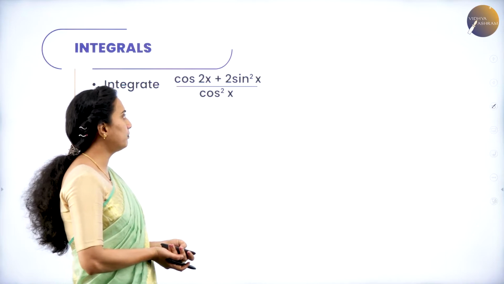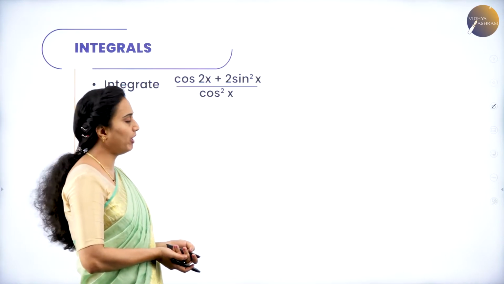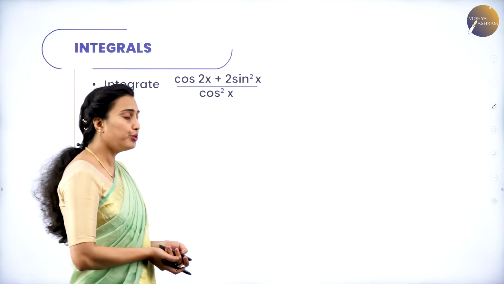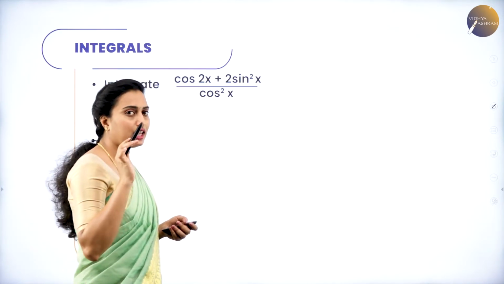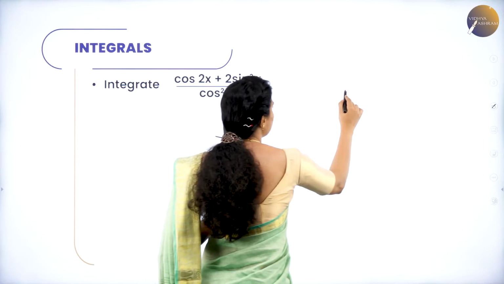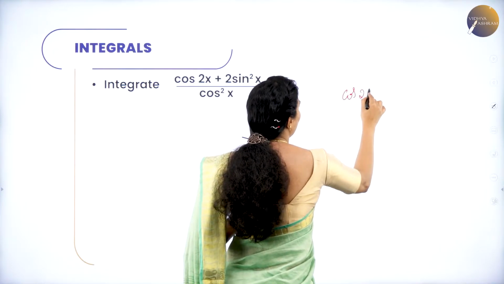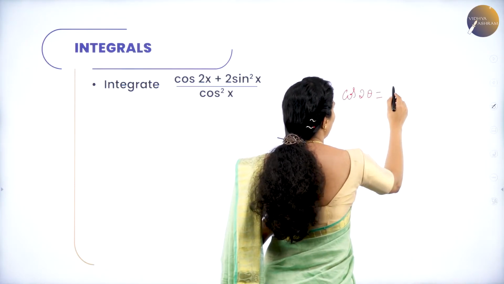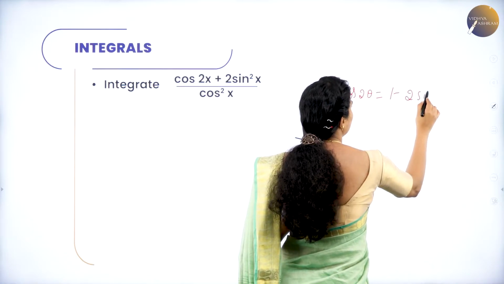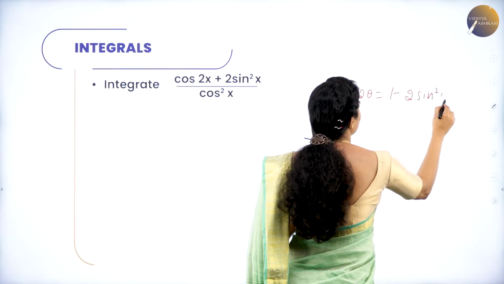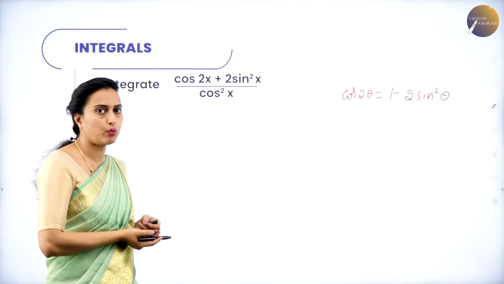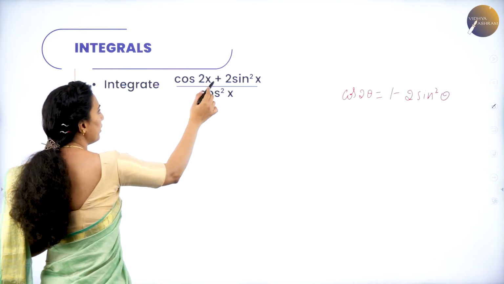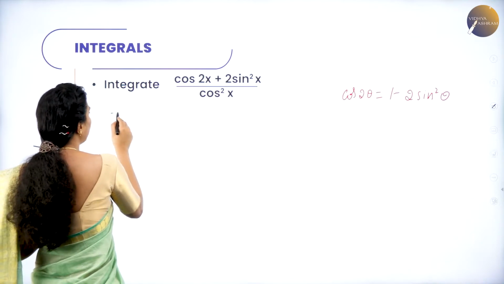Integrate (cos 2x plus 2 sin squared x) divided by cos squared x. Dears, you know the numerator is in terms of sin squared x, so cos 2x I can write in terms of sin. The cos 2 theta formula is given by 1 minus 2 sin squared theta. Correct? Now dear students, you have cos 2 theta is 1 minus 2 sin squared theta, and you are having cos 2x here. So cos 2x will be what?